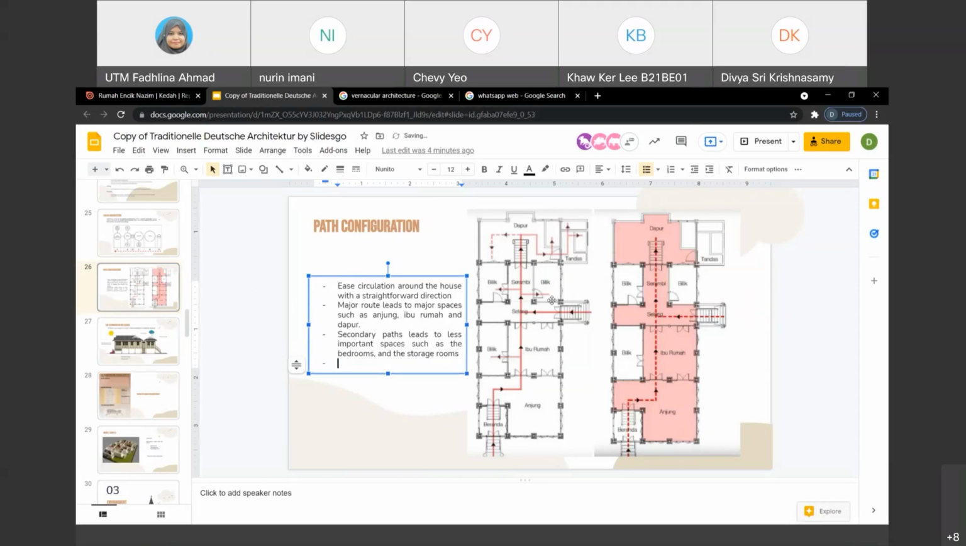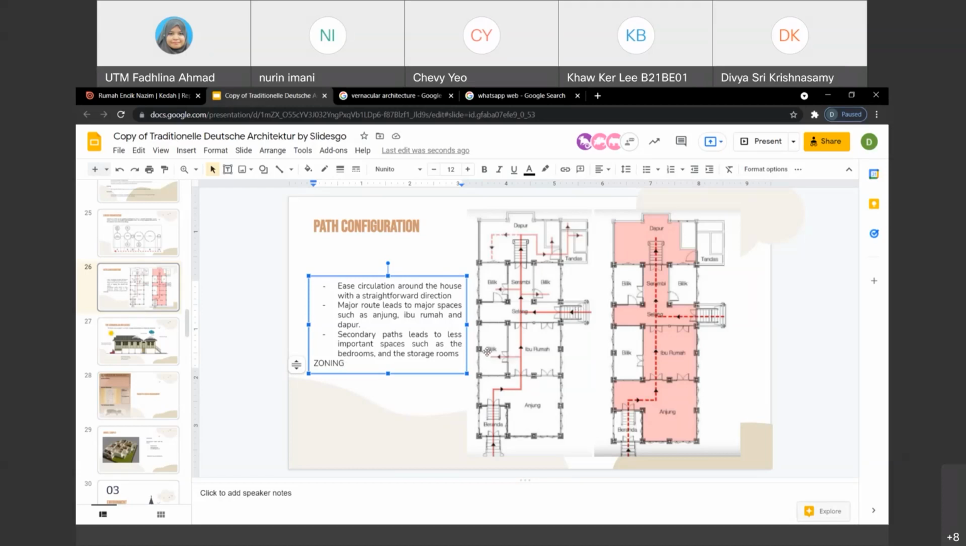For instance, like I said before, which are the areas that guests can enter? Usually they can only enter until the main house, Ibu Rumah, or until the Anjung. And then perhaps for the Ibu Rumah, they have to be someone closer to them, perhaps their relatives only. But the Anjung and veranda is for the neighbors or their friends. For the Ibu Rumah, it's more on the relatives.